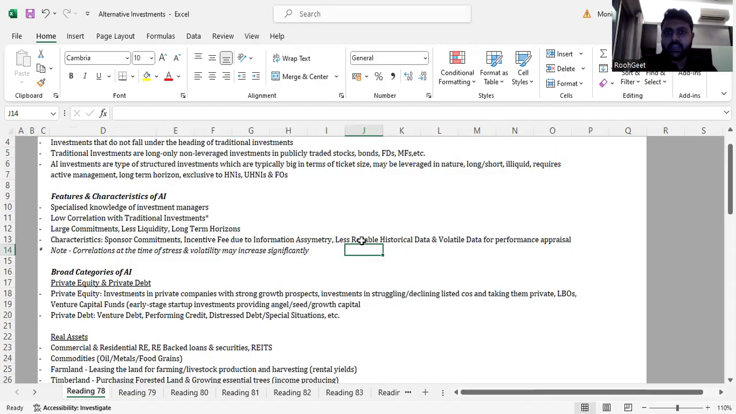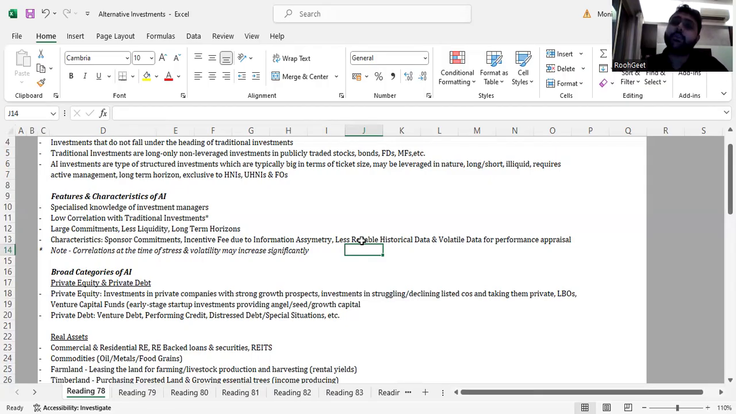Now, generally, alternative investments, by regulation, are not required to report their performance. If they wish to report, they will. If they don't wish to report, they won't. Okay, it's never a compulsion. So that is the reason.